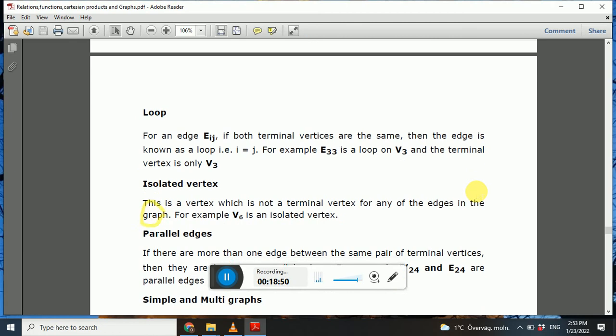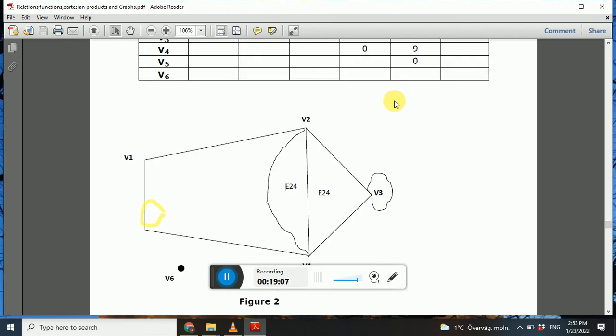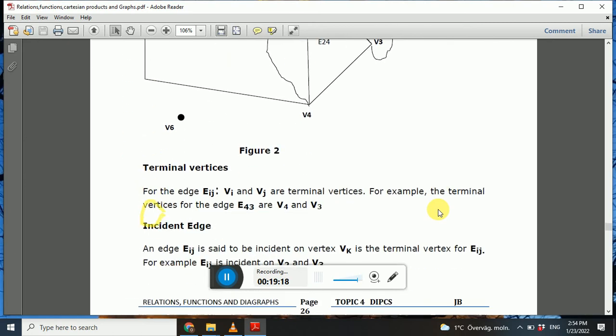And for a loop, we already looked at the definition of a loop. We saw that a loop is an edge which comes from a vertex and goes back to the same vertex. For example, E33 is a loop on vertex 3. Let's see vertex 3. Yeah, so vertex 3 is here. We have an edge which comes from vertex 3 and goes back to vertex 3. So that will be a loop.